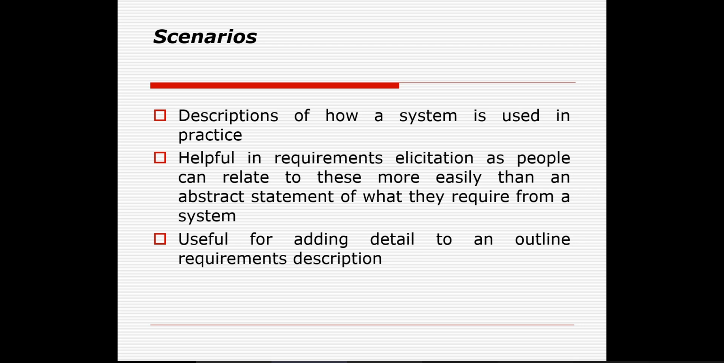So here we should consider all types of people. We should think from their point of view whether these people will be attracted to these products or not. If not, what do we have to do, how can we attract the customers to buy these products? All these things we need to check clearly here. Useful for adding detail to an outline requirements description.